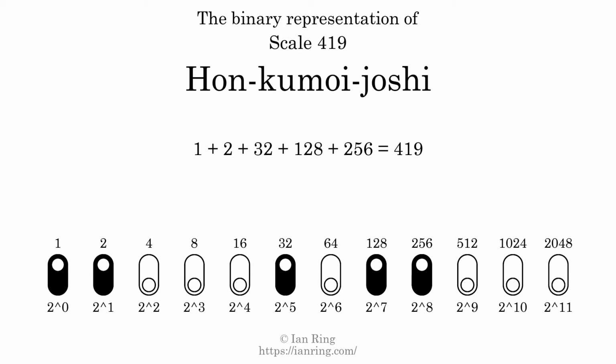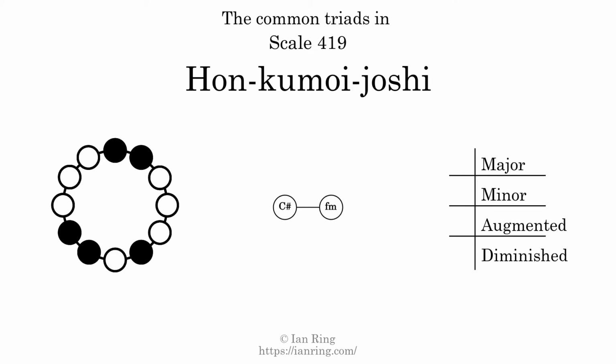The scale number not only enumerates the scale with a unique index, but it also literally describes the tonal content of the scale. Represented as a binary number in base 2, the scale number is 0001101000011. Here are the common triads present in this scale.